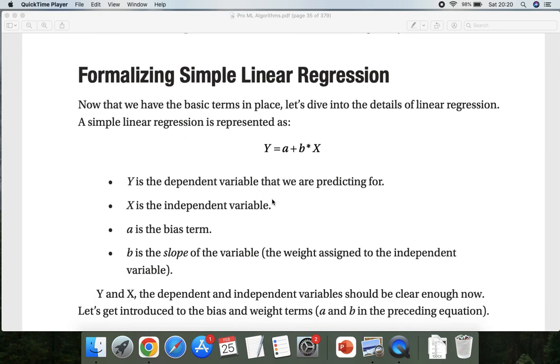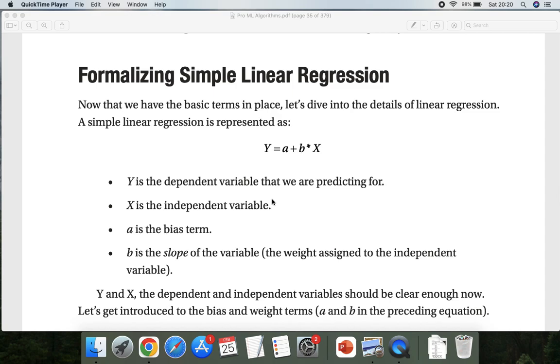So how do we write this linear regression? Simple is y equals a plus b into x. Here y is the dependent variable, x is the independent variable. That is the value we know. We use this value of x to predict y, and a and b are the bias and slope in this particular equation. You can also say that these are our coefficients in this particular case.